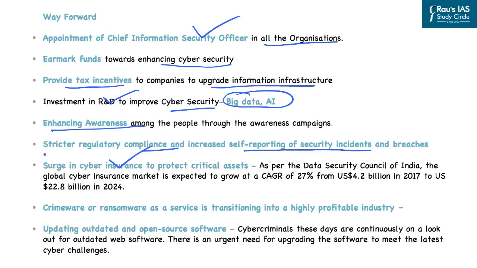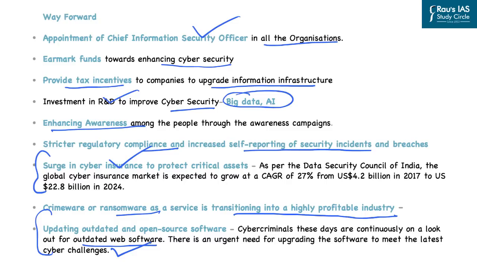Also, there is a need to improve cyber insurance to protect the critical assets. Then crimeware or ransomware as a service is transitioning into a highly profitable industry which needs to be stopped. And last but not the least, there is a need for updating outdated as well as open source software, because criminals these days are continuously on a lookout for outdated web software, and that is why there is a need for urgently upgrading this software to meet the latest cyber challenges.